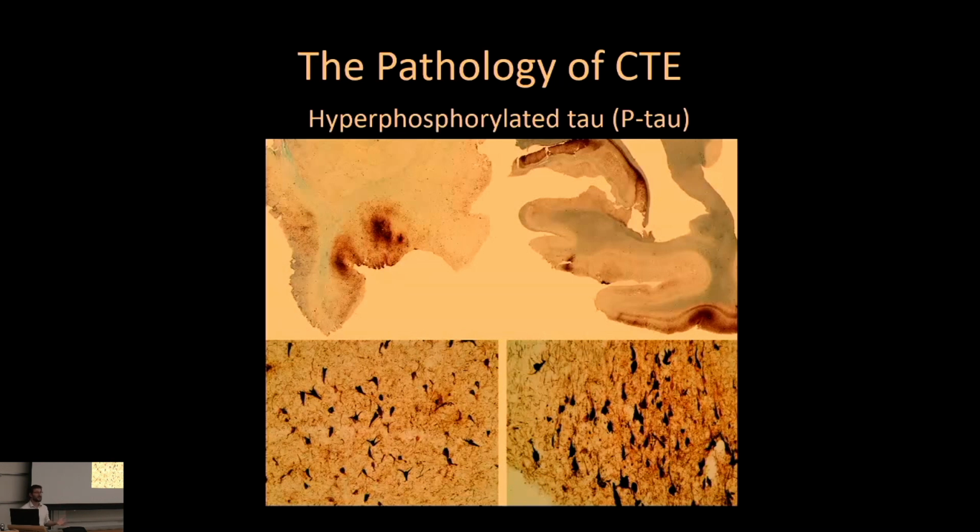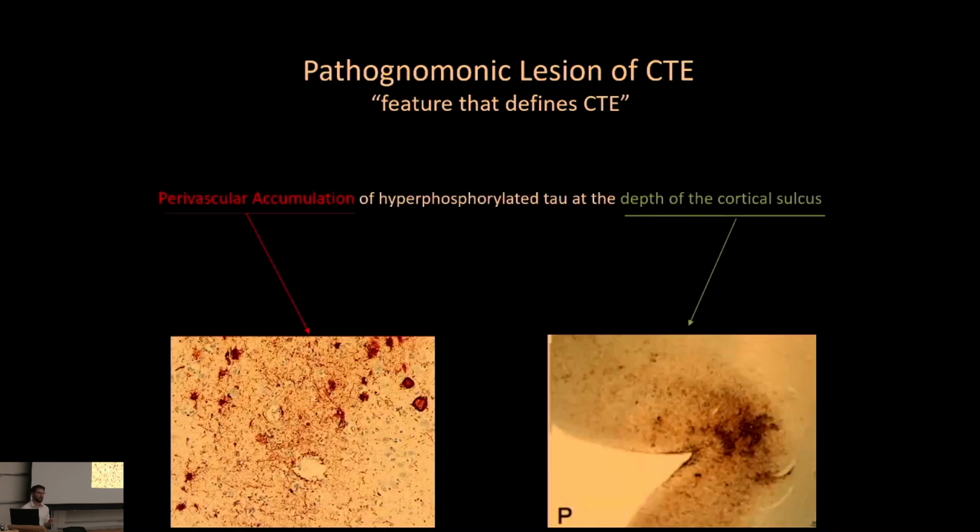Now, tau is found in other diseases. There's a whole class of diseases called tauopathies. Alzheimer's is one. There's a lot of them. What makes this unique to CTE? Well, one of the things that came out of the consensus conference, and a lot of the work beforehand, was what's called the pathognomonic lesion. It's a feature that defines the disease, and it's three things. Three things, and it's not very complicated when you break it down.